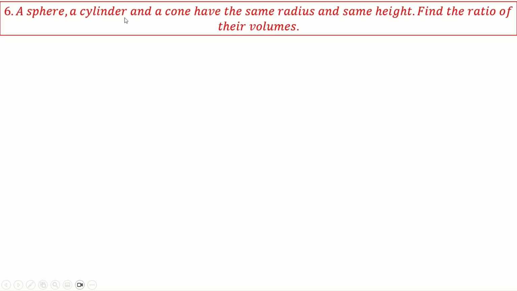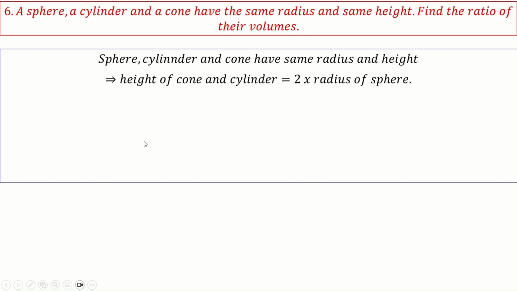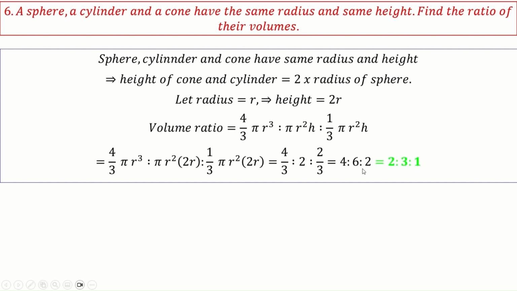Next. Sphere, cylinder and cone have the same radius and same height. Find the ratio of their volumes. I think we have seen a similar problem in the examples. Height of the cone and cylinder is 2 times the radius of the sphere, right? Because it's the diameter height, basically. So if you find the ratios, they are in the ratio of 2 is to 3 is to 1. You substitute the formula correctly and in the same order: sphere, cylinder, and cone. Okay, next.